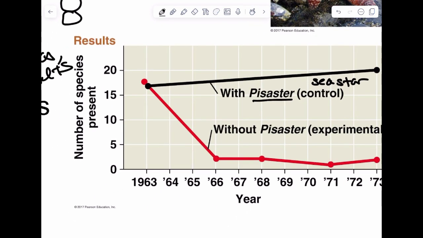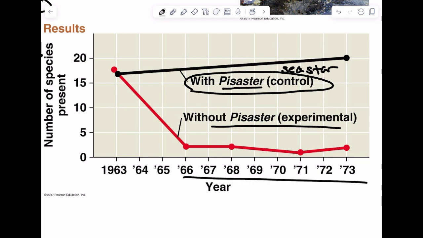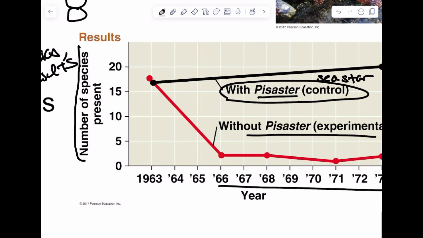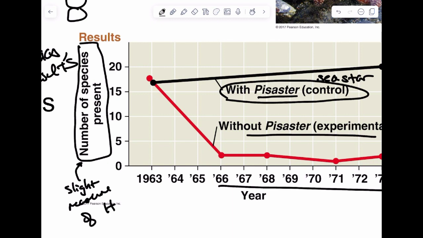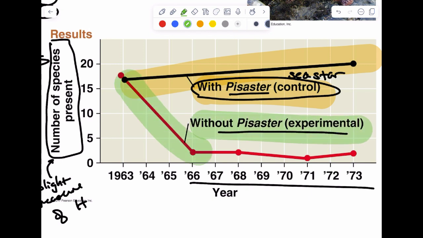So what we can do is we can plot, or what turned out to happen was just a disaster where we had an area where we kept the sea stars, and then we had an area where they were removed. And we just kept track over time. And when you look at the species present, which is a measure of H, again, H being just diversity, what we see is when we have Pisaster present, we have a lot of species. We remove Pisaster and the biodiversity collapses. Conclusion: Pisaster, this type of sea star, is a keystone species.